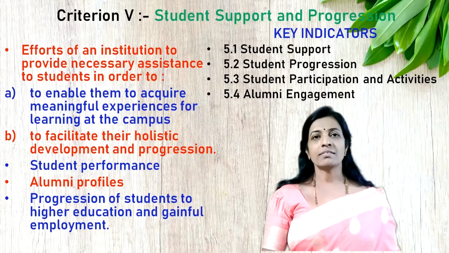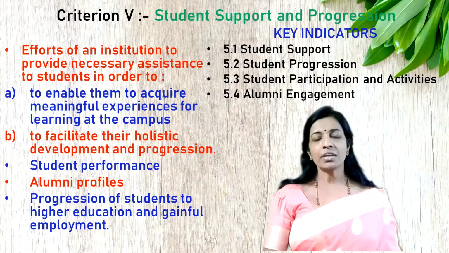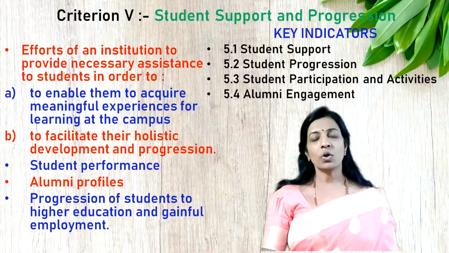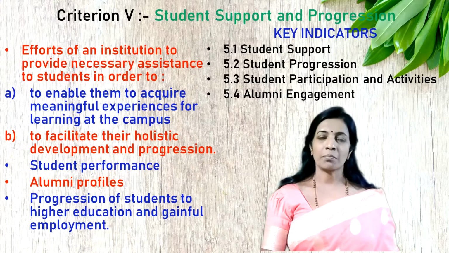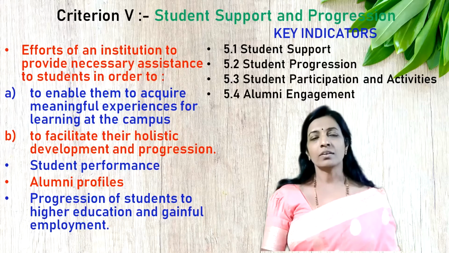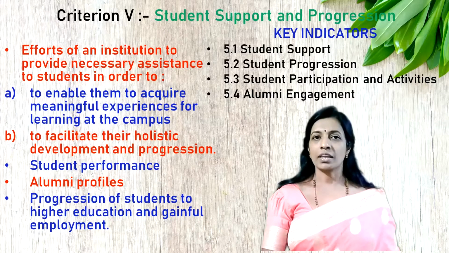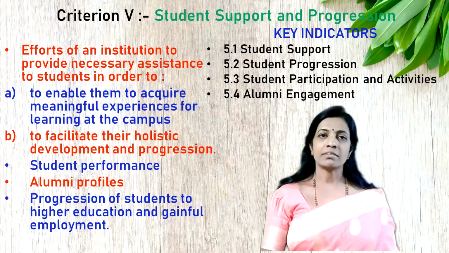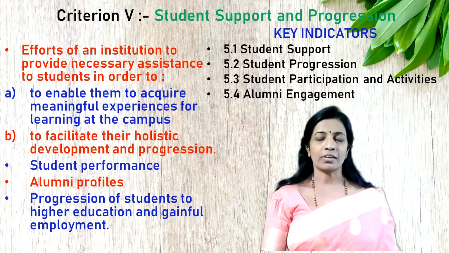Student participation and activities. Under this key indicator, it is checked whether the students are being involved in different kinds of activities and whether all the students are participating in these various activities which are taken up by the institution. Here, it is also seen whether the infrastructure and resources are enough to enable the students to participate in these different activities.